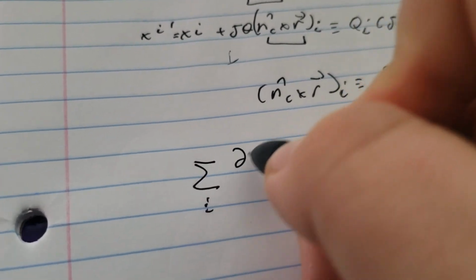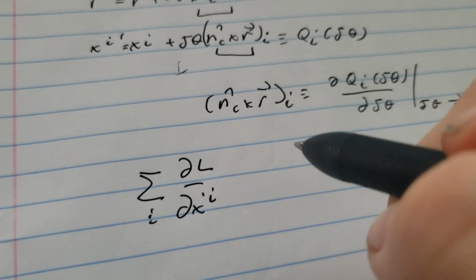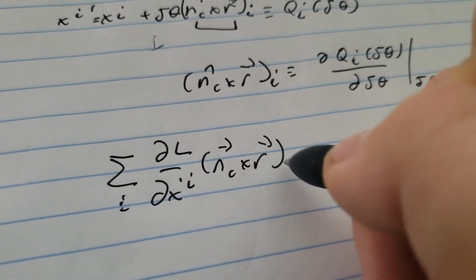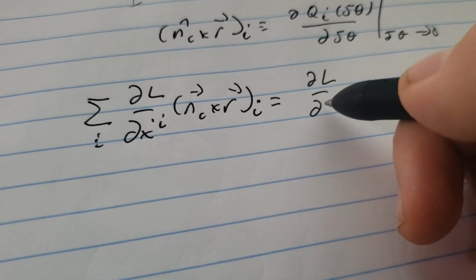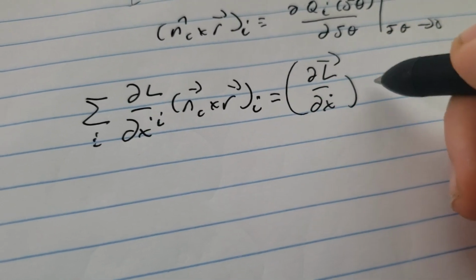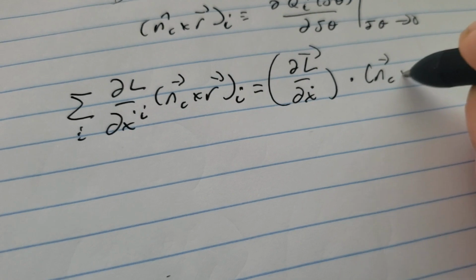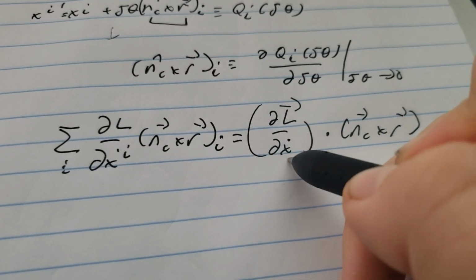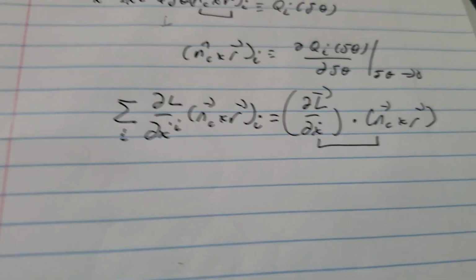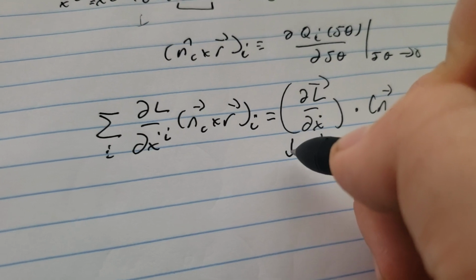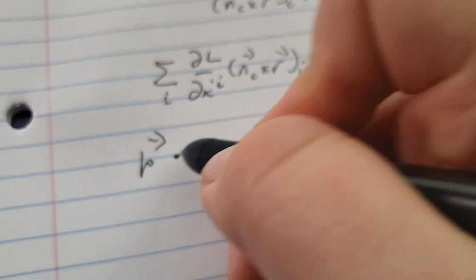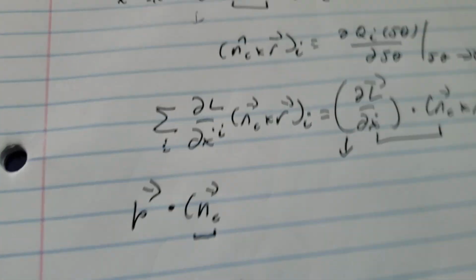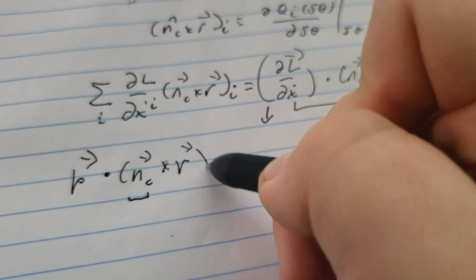And then our conserved quantity is just the sum over the i's. Well, this is just a dot product between these vectors. And this is, as we defined before, our momentum vector. So we're just going to call this P arrow dotted with the normal vector in the C direction crossed with our position vector.